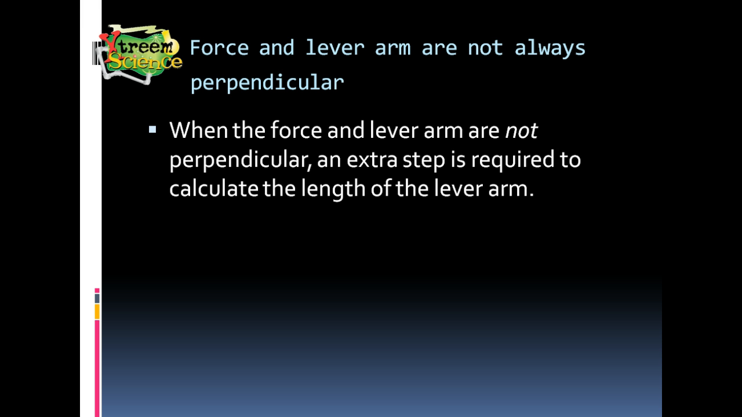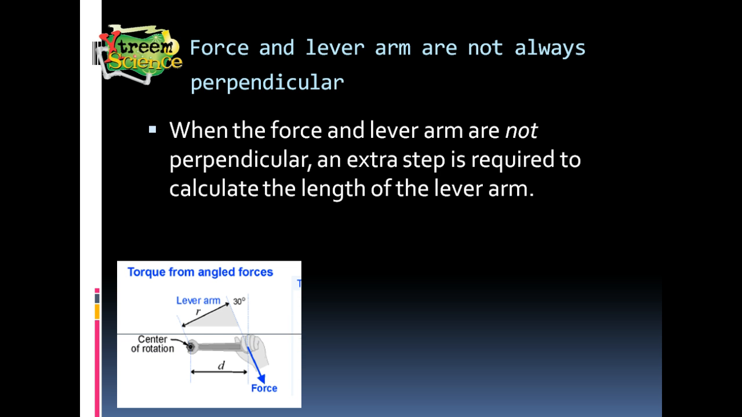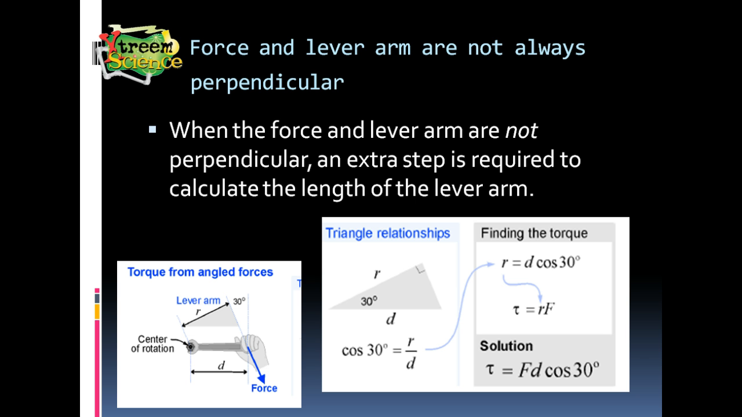Alright, so force and lever arm are not always perpendicular. We're not going to have to calculate this anywhere in this course, but I wanted to give this information to you for those of you that are going to pass on and go on to college. So when the force and lever arm are not perpendicular, an extra step is required to calculate the length. So it's in here in these notes you can see. You have to calculate the angle from perpendicular, or the line of action. So in this case it was 30 degrees.